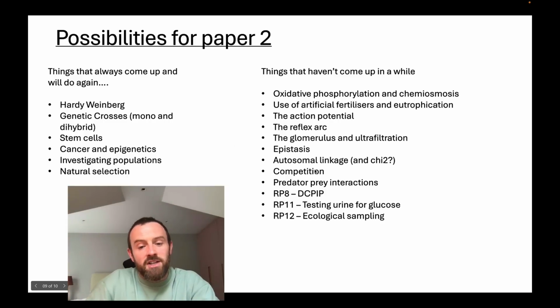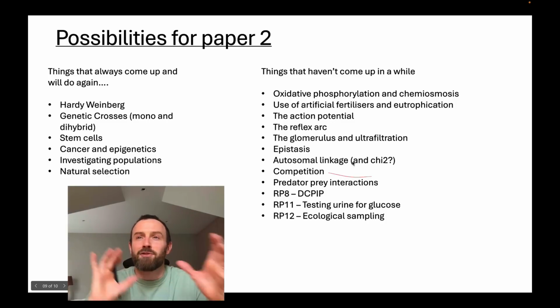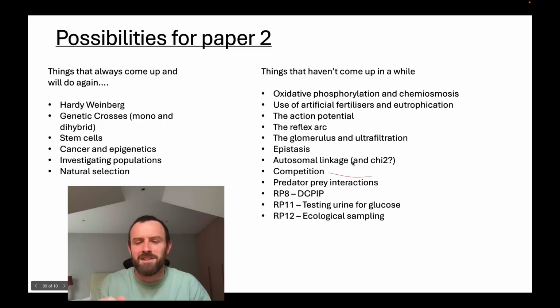Competition and predator-prey interactions, they could be linked together. So interspecific competition between 2 different species. I have a weird feeling about squirrels this year. Red and grey squirrels, I'm thinking, could come up. And maybe predator-prey interactions. Actually, a colleague of mine has had a bit of a suspicion that maybe something to do with red and grey squirrels and the interaction. There's a predator called the pine marten.